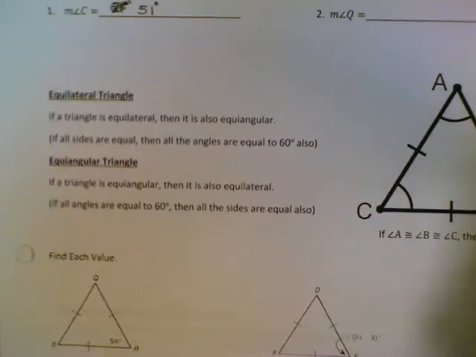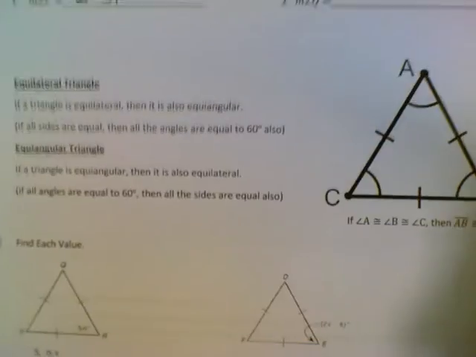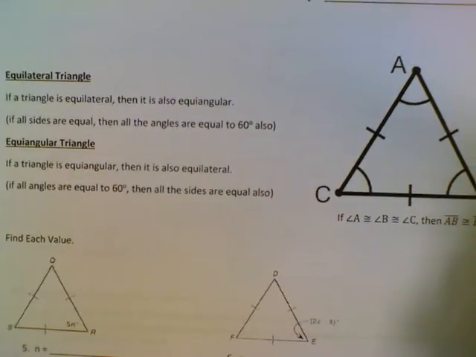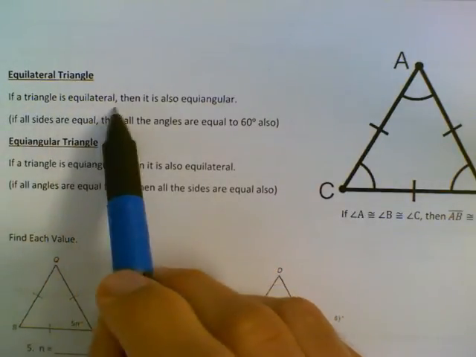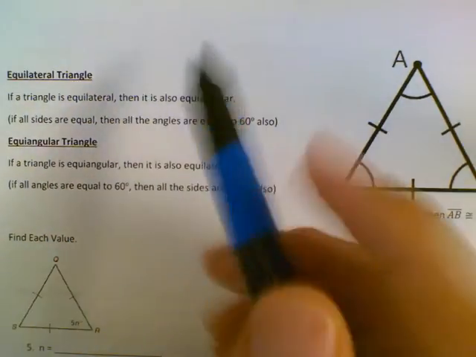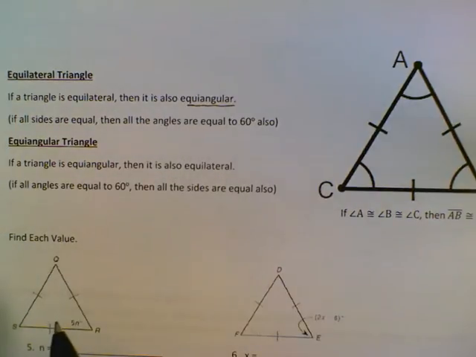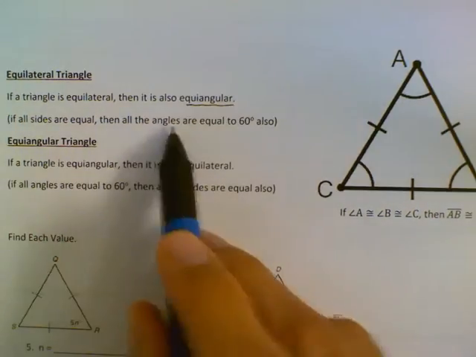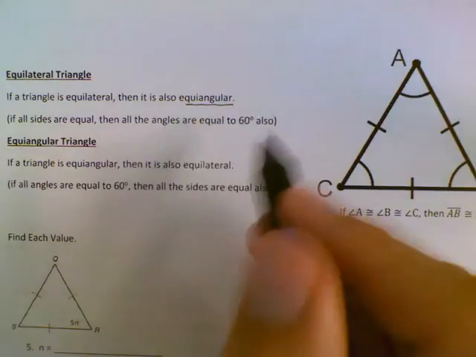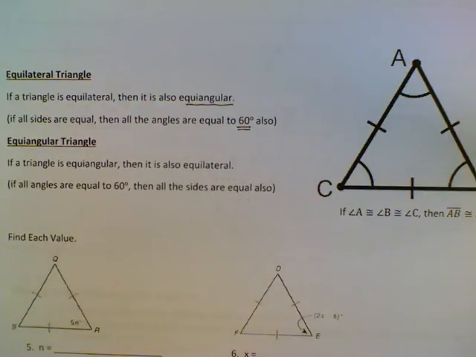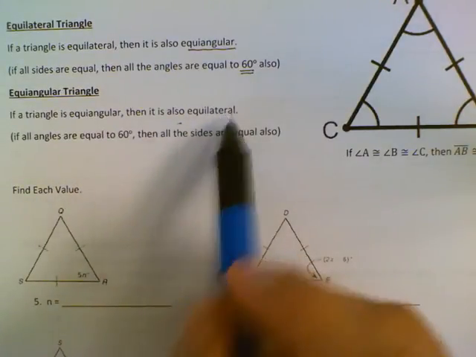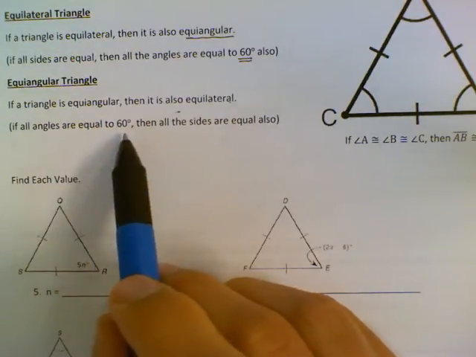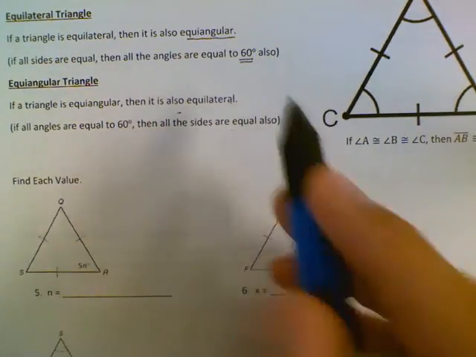So finally, we're discussing equilateral triangles. Equilateral triangles have a couple more properties that we'll need to add. So if a triangle is equilateral, then all the angles are equal as well, equiangular. If all sides are equal, then all the angles are actually 60 degrees. So this is an acute triangle. Equiangular triangle, if it's equiangular, then it's equilateral. And if all the angles are 60 degrees, then the sides are equal also.